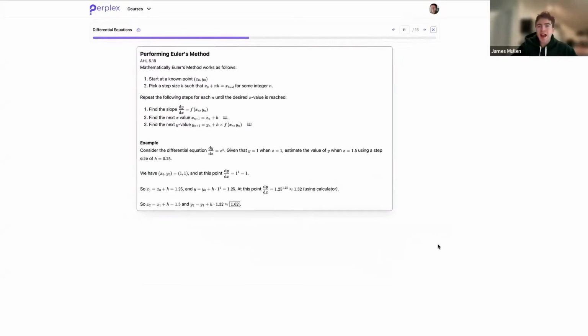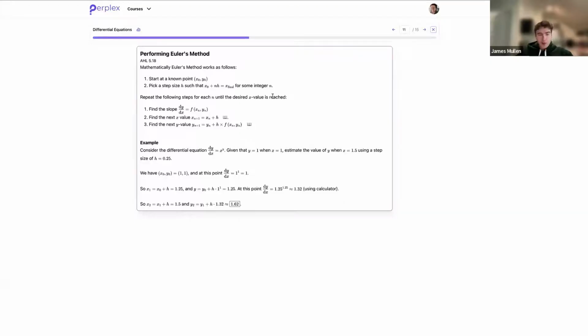So let's go over how exactly I would do this. What are the steps? So I start at a known point. Let's call it x naught, y naught. And I'm going to pick a step size. Usually it's given in the question, such that if I take x naught plus some integer n times my step size, I get to the final x that I want. So sometimes the question might say with 3 steps, and then you have to figure out what the step size would be. You're going to do x final minus x naught and divide by n. But you want to make sure that, for the right step size and the right number of steps, you're going to get to the final x that you're interested in.